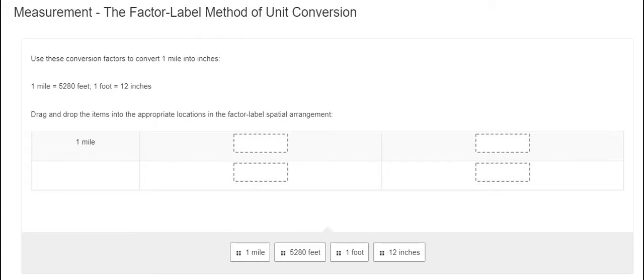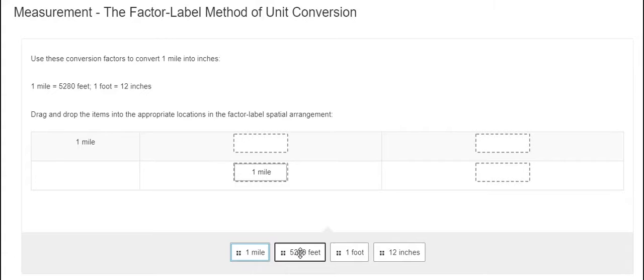We're going to drag and drop conversion factor items into their appropriate positions so that we can do this. And the problem is to convert 1 mile into inches. So first of all, I'm going to drag 1 mile up here, and I put it on the bottom so that we can cross cancel miles, right? When we have a unit up in the numerator, up in the top, we can cross cancel that with a unit that's on the bottom or in the denominator. So that 1 mile unit can cancel.